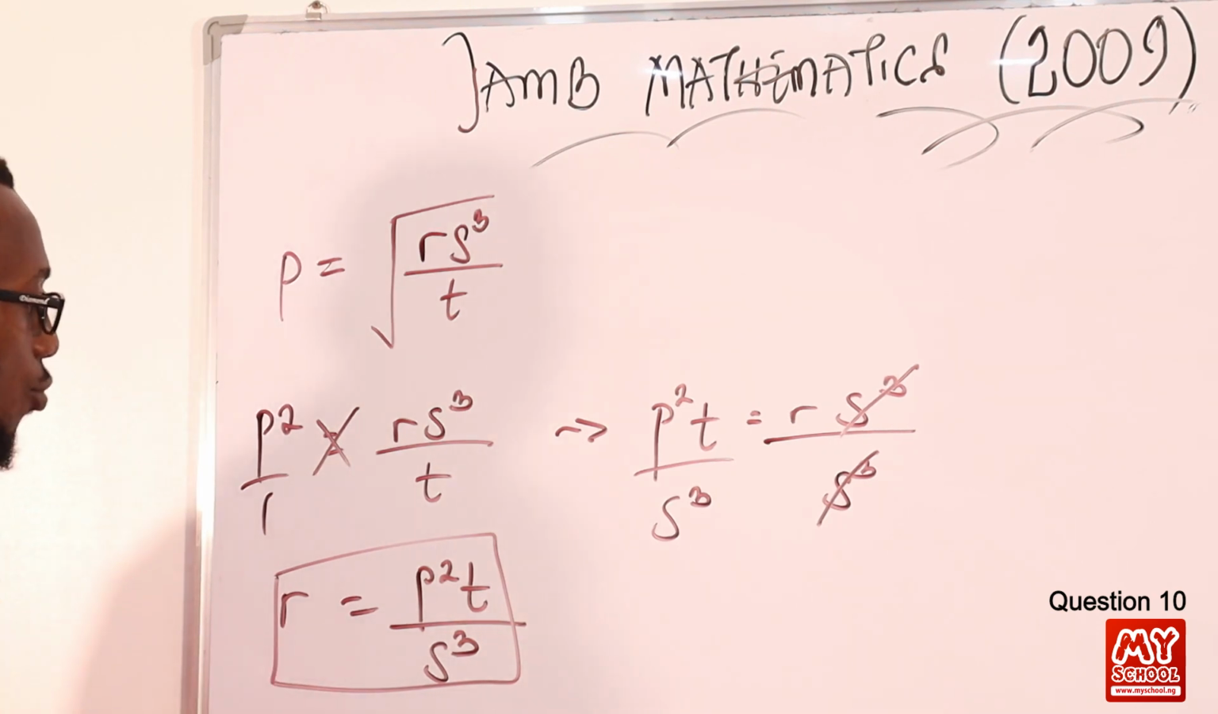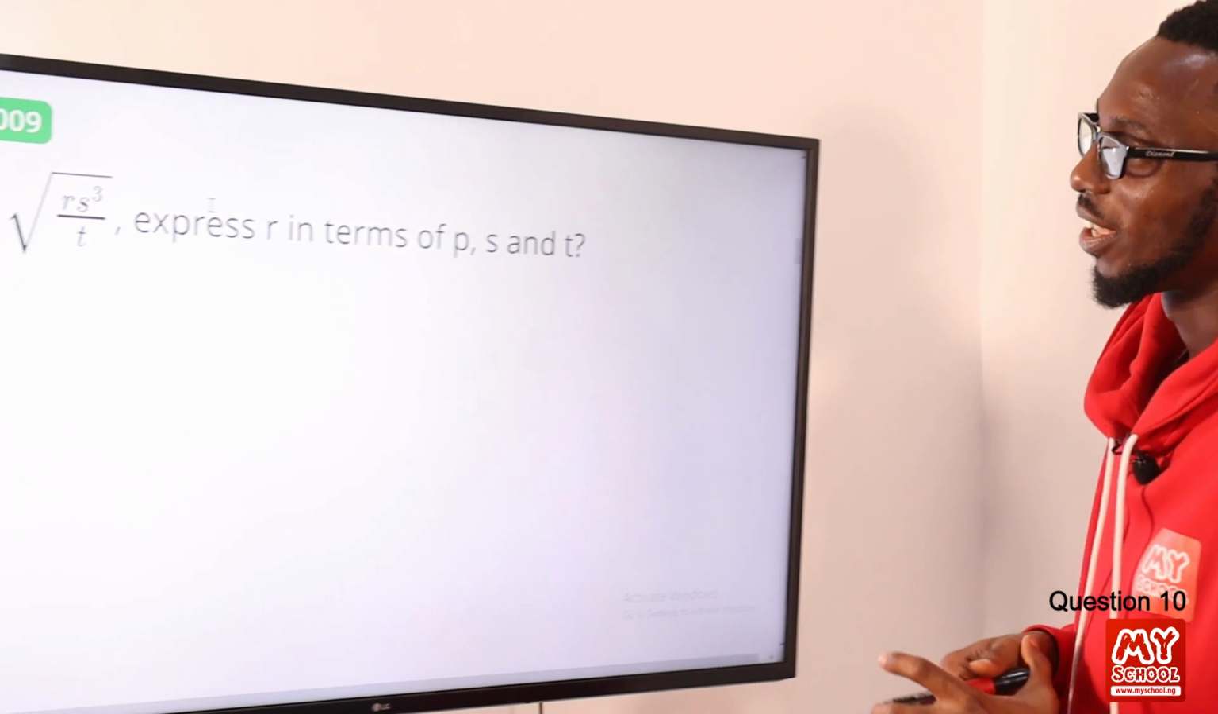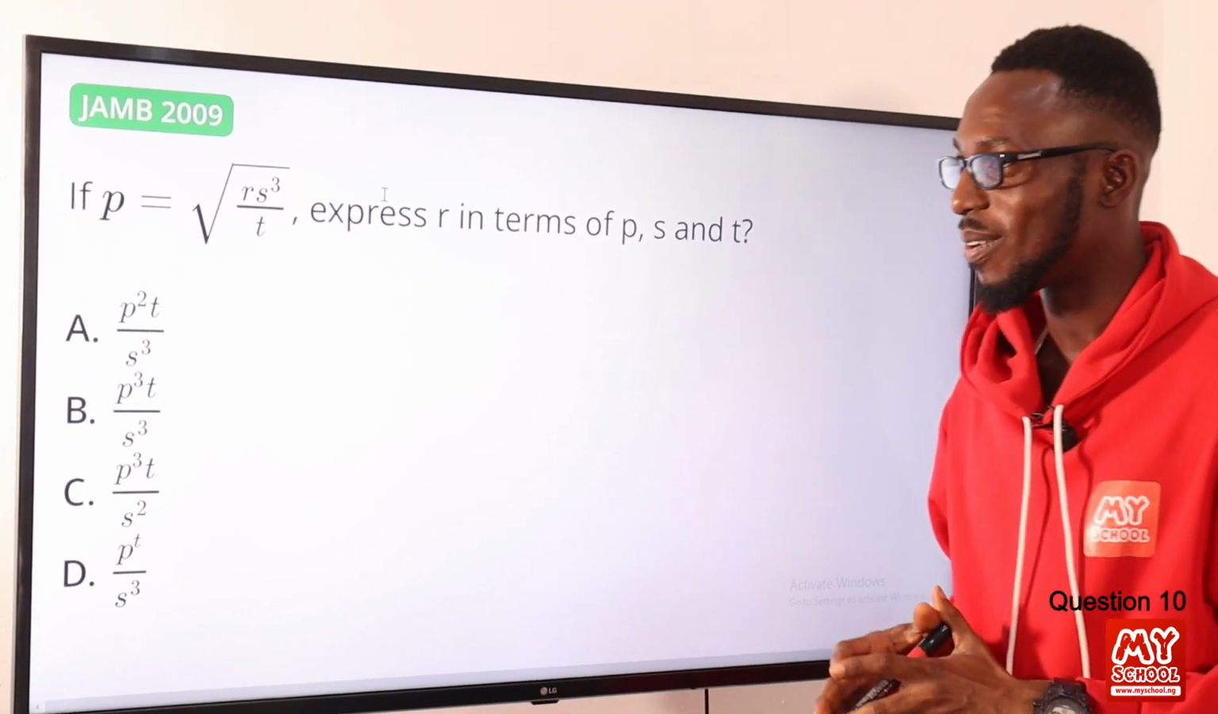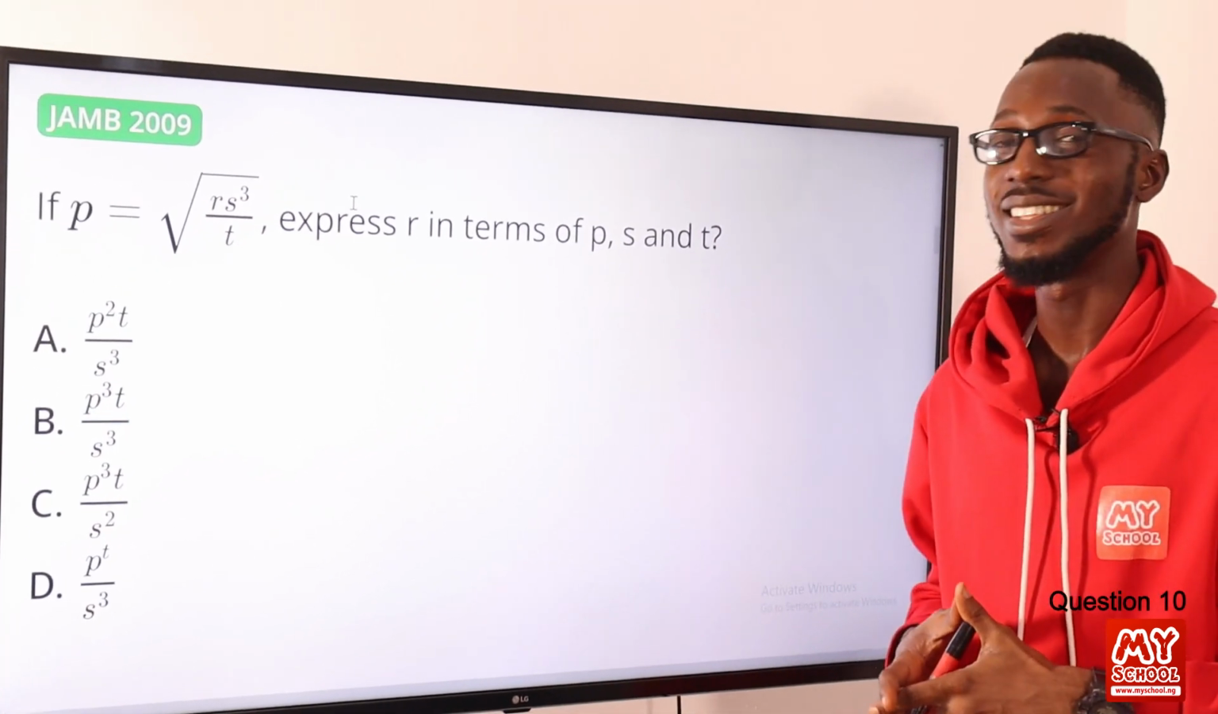So join me as we scan through the options. P squared T over S cubed. Where do I have that? I have that in option A. So option A is the correct option.